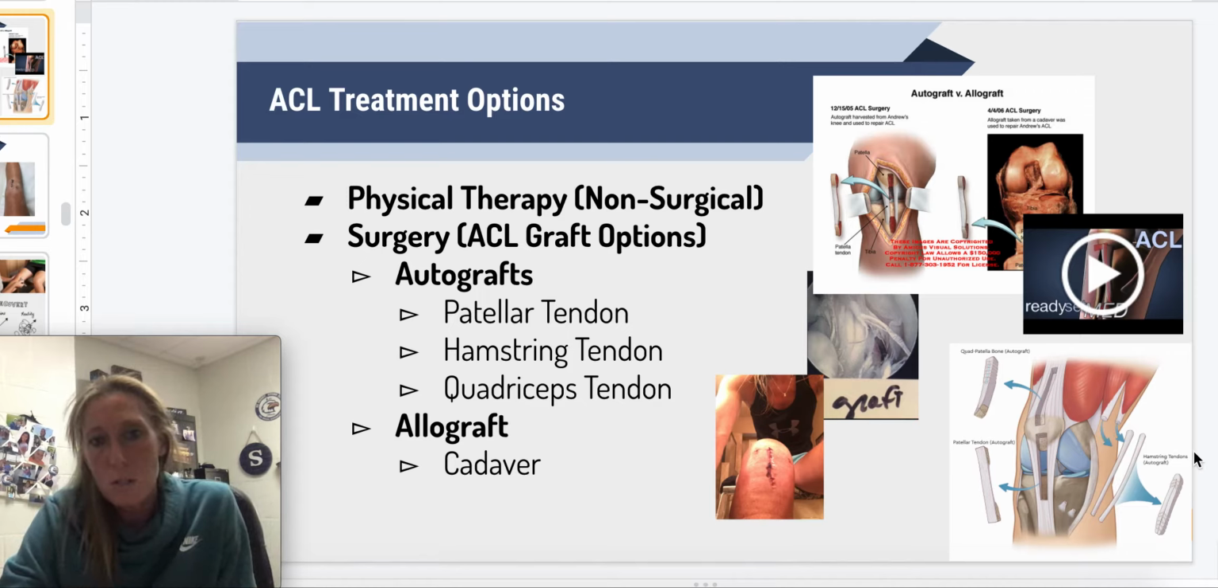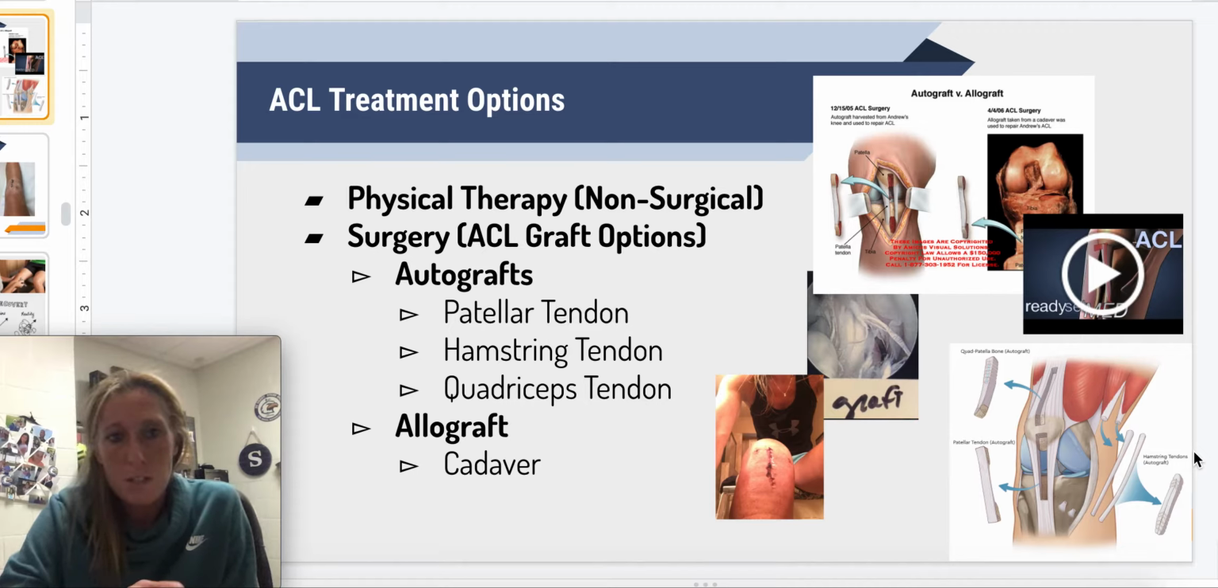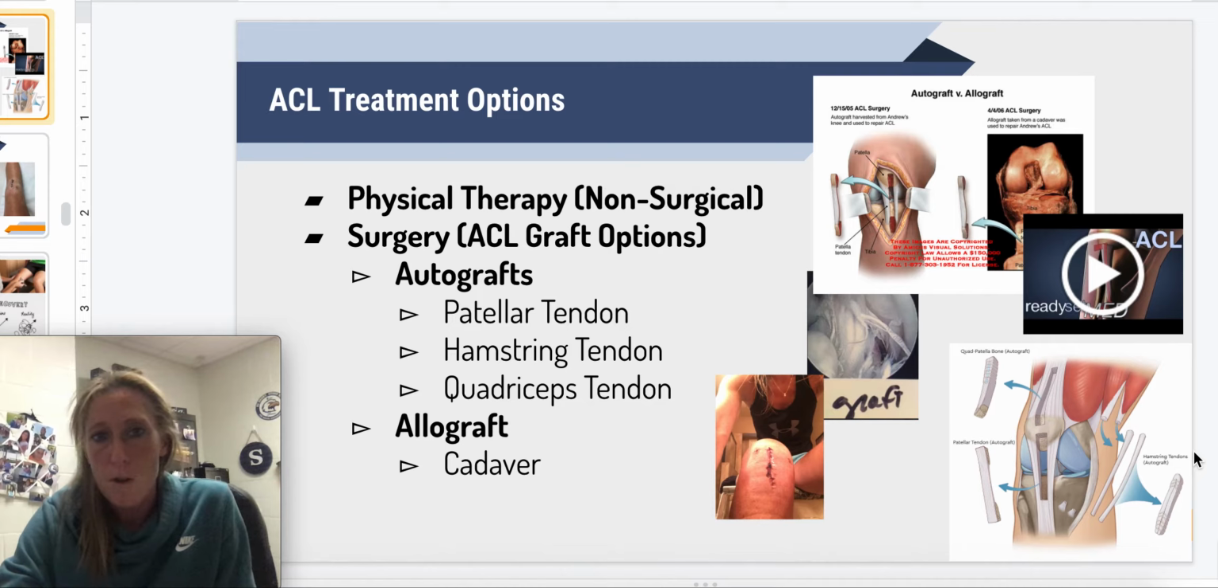Allograft, they also use cadaver, people that are deceased. They use different tendons for ACL repairs as well.